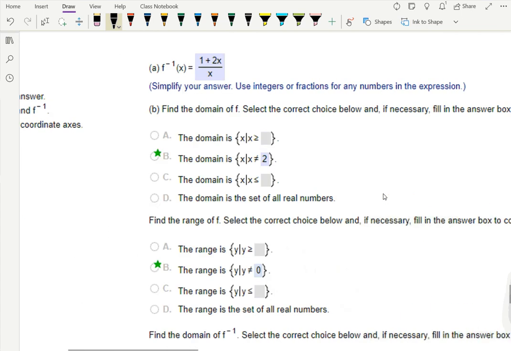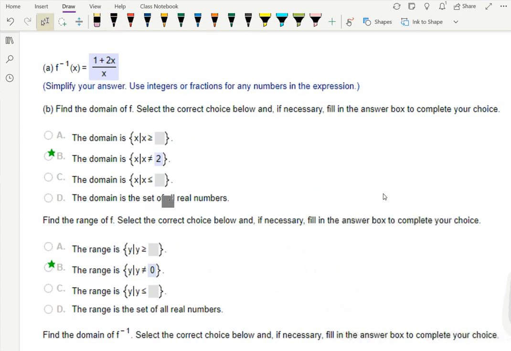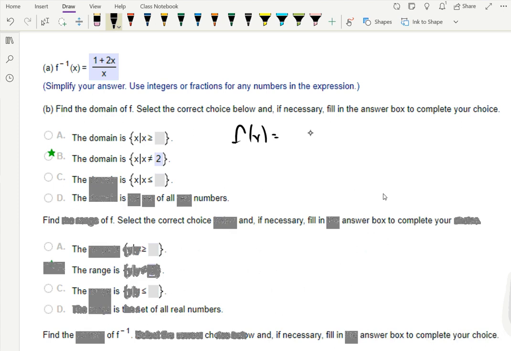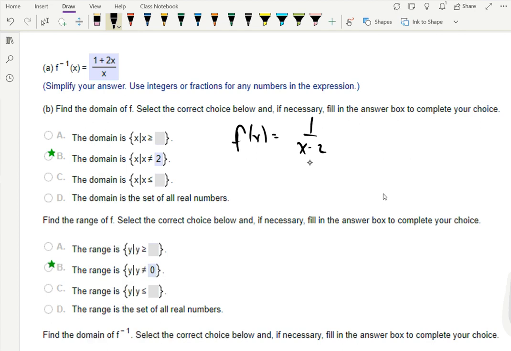Okay, so let's go ahead and find the domain of f. F of x over here was 1 over x minus 2. That was our original function. When we take a look at that, we say, well, our denominator is not allowed to be 0, so x is not allowed to be 2, which is how we end up with that particular answer there.